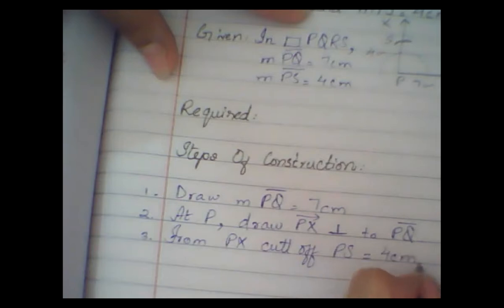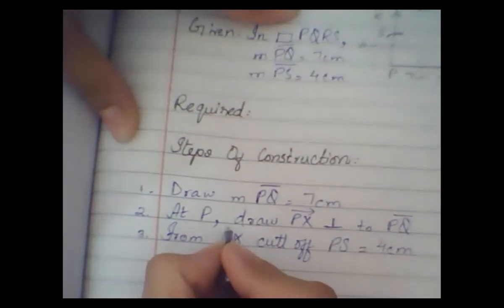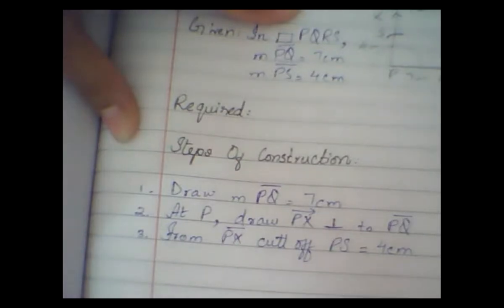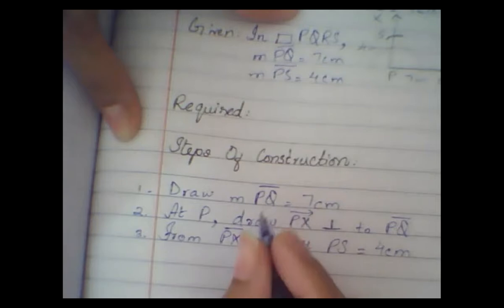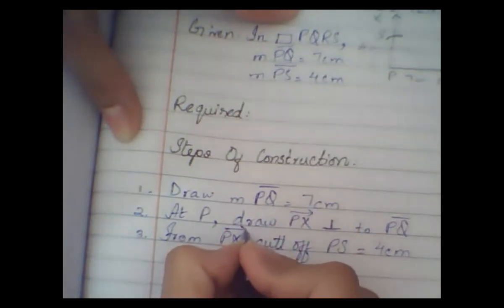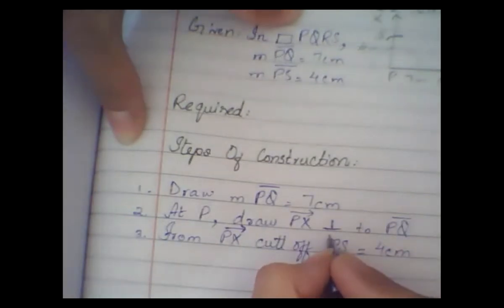Is it correct what I am writing? No miss, over PX a line will be made and it will have an arrow. Why? Reason? Miss, because PX is a ray, therefore a line will be made over it. Excellent. And what about PS? Again I have to make a ray. Yes miss, again we have to make a ray. PS is a ray.